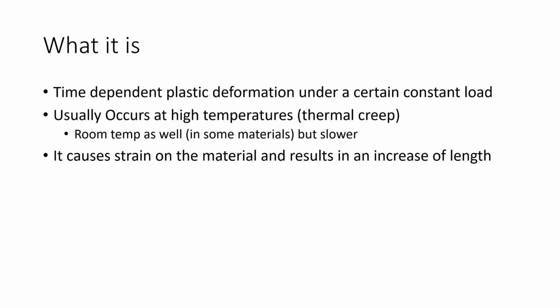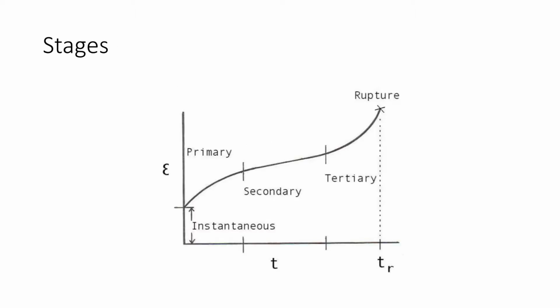So basically, creep is when you have a constant load on a material at a certain temperature and you leave it for a high number of hours, let's say about 1,000 hours or more, and a strain occurs in the material itself, with an increase in length. There are three stages of the creep phenomenon. The first is the primary stage, then we have the secondary stage and the tertiary stage, and at the end of the tertiary you have rupture.